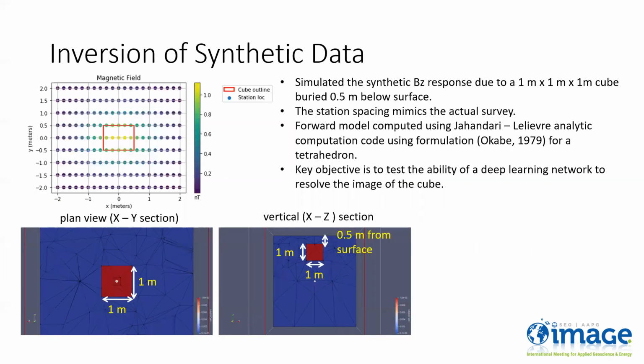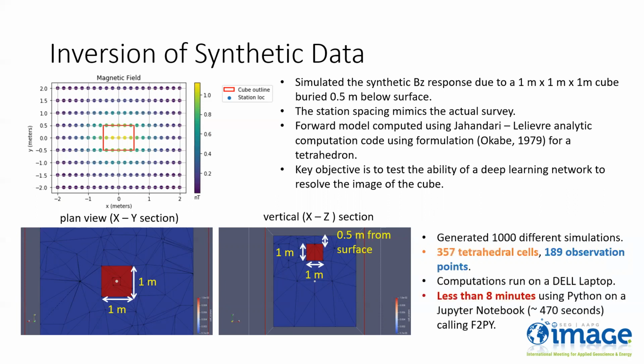Now, the Z-directed magnetic field sensor response for a buried cube, dominantly magnetized in the same direction, is a classic potential field simulation exercise that is used for validating new inversion methods. Now, in this instance, the machine learning model trained on 1,000 different responses due to variations in cube susceptibility and background susceptibility. And as we can see, even with laptops, this is a comparatively trivial computational exercise that completed in less than 8 minutes.